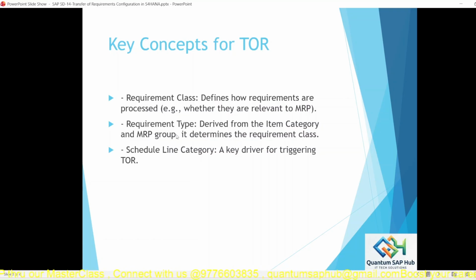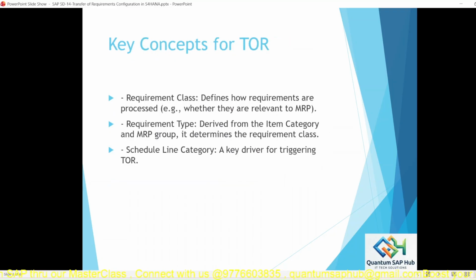So the requirement class is mapped to the requirement type. Requirement type is determined when we create a sales order, from the item category and MRP group. The MRP group is mentioned in the material master, and the item category comes in the sales order. Through that the requirement type is determined. Once the requirement type is determined, the requirement class is determined for the sales order as well. Next comes the schedule line category, which is a key driver for triggering transfer of requirement.